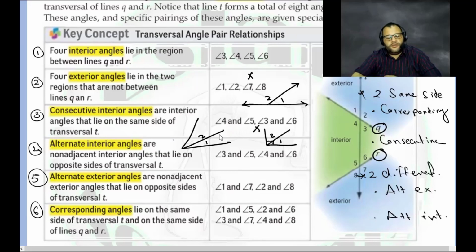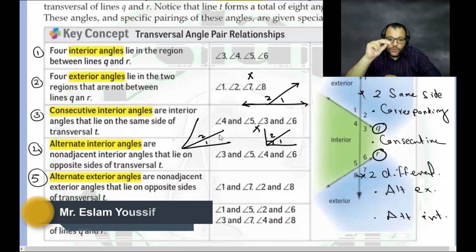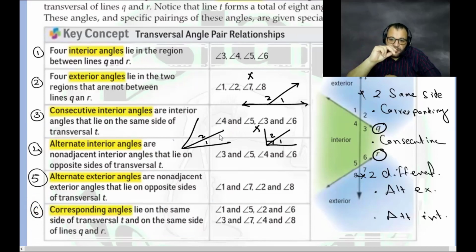Again for this one, guys. If a transversal intersects two parallel lines, then the consecutive interior angles are supplementary, the alternate angles are equal in measure, and the corresponding angles are equal in measure. Any problem for this one? No. Okay. If one of the three cases happens, it means we have parallel.